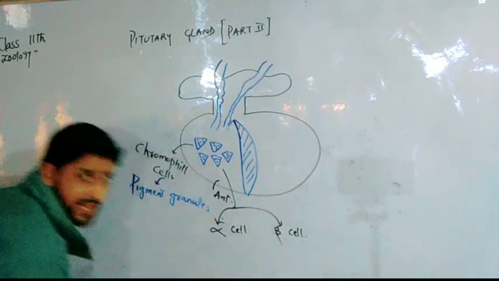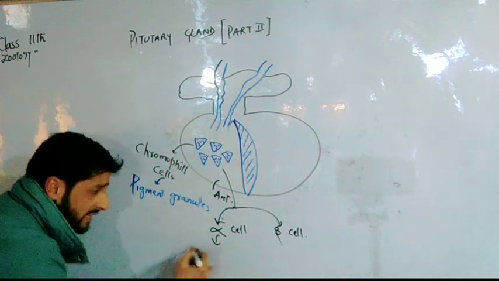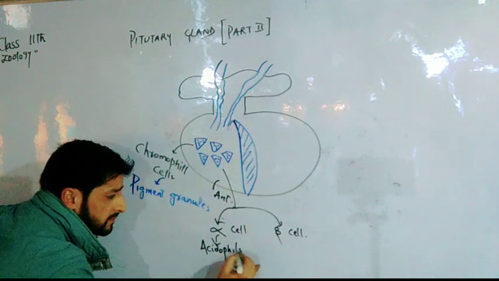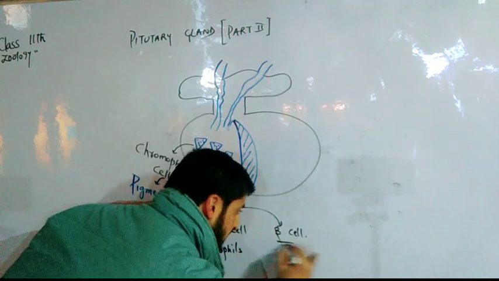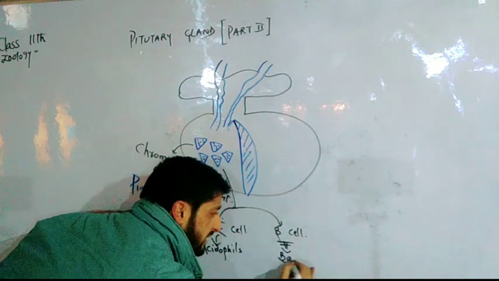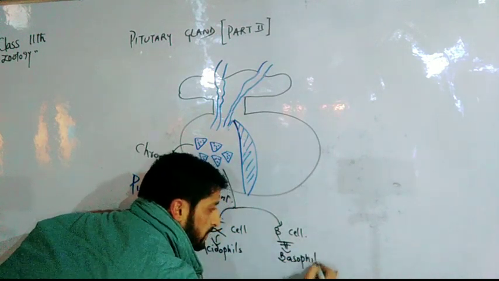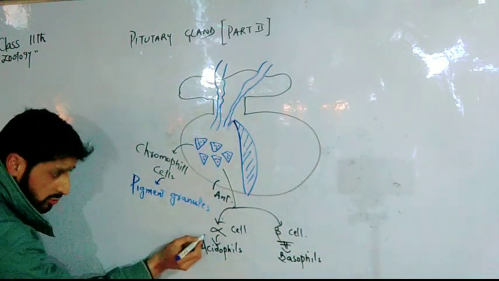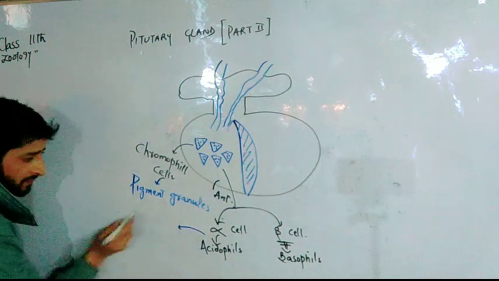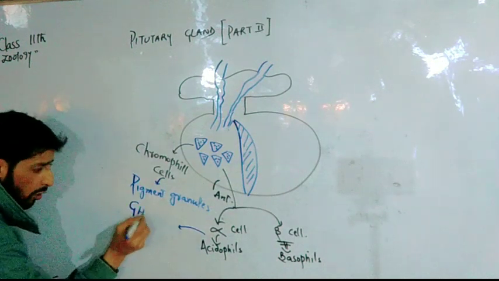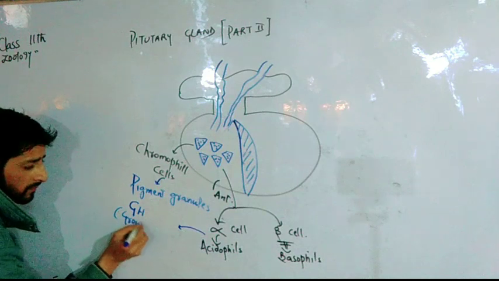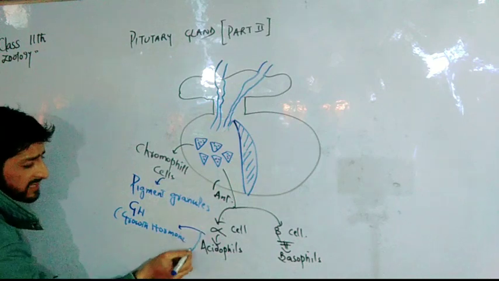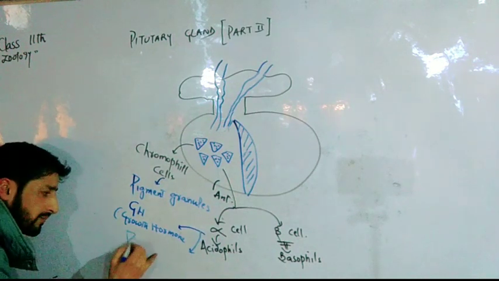Alpha cells are also known as acidophils. Beta cells are also known as basophils. These acidophils or alpha cells produce two hormones. One hormone is known as GH or growth hormone, and the second hormone is known as prolactin hormone.